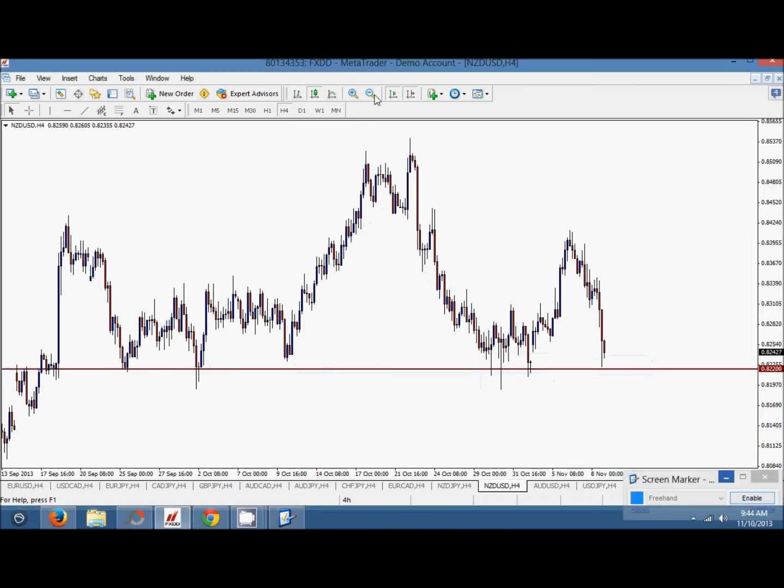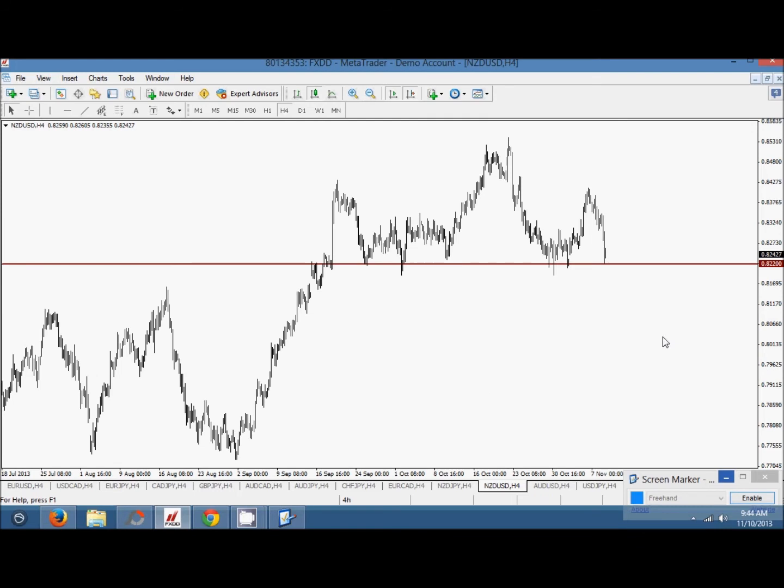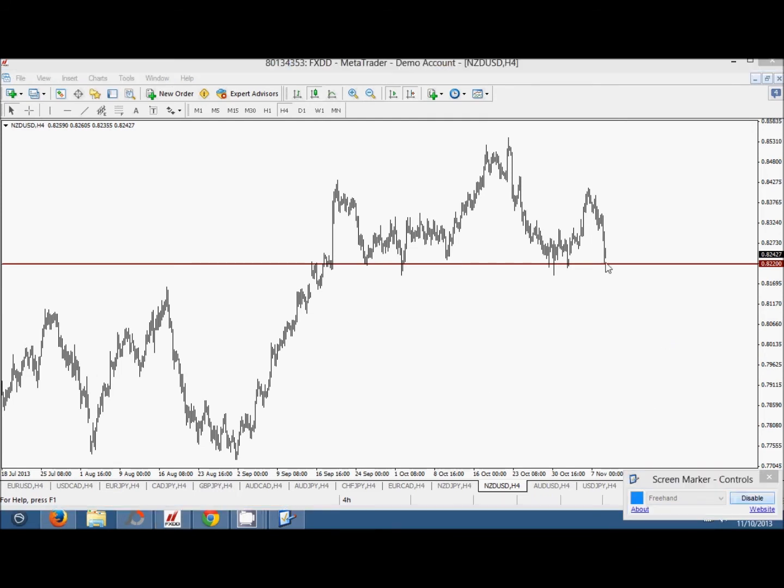Now, what we're going to be looking for ideally is for prices to break through right here. Break through, come back up, retest the broken support turn resistance zone, and then look for a bearish price action trade setup to form to go short right here. That's what we're looking for.